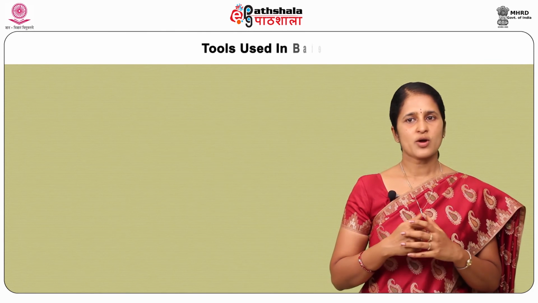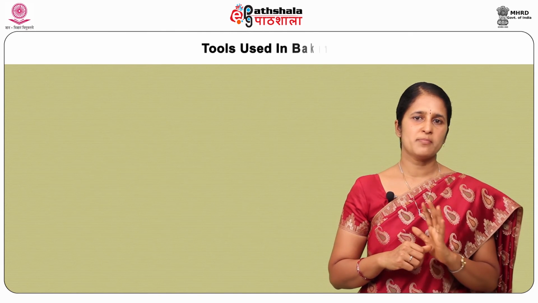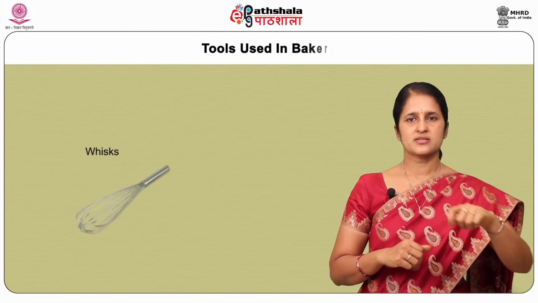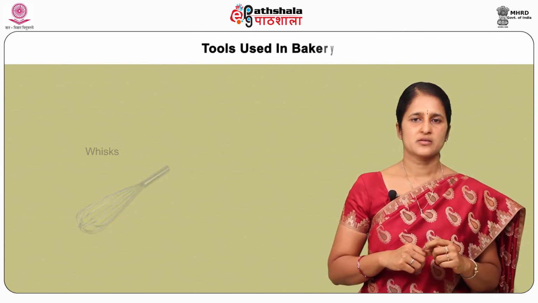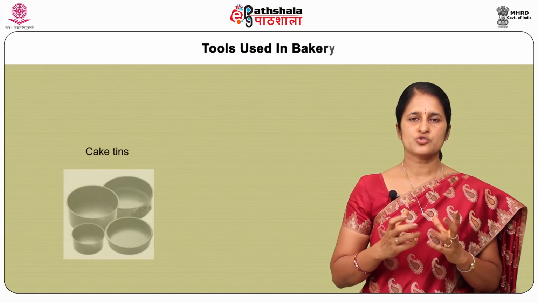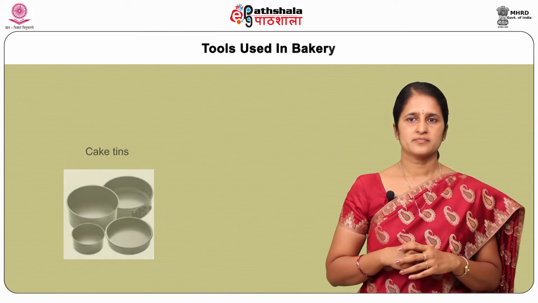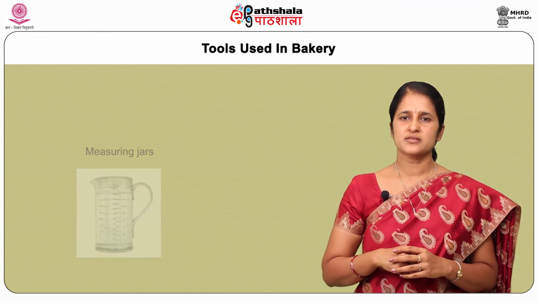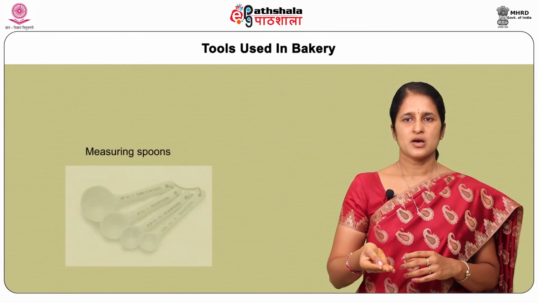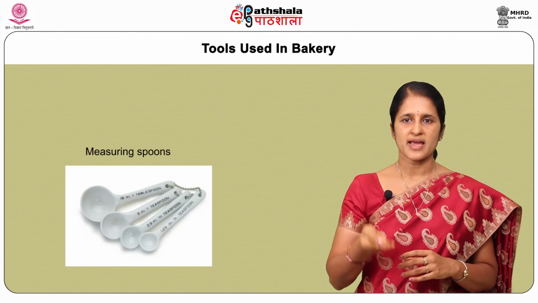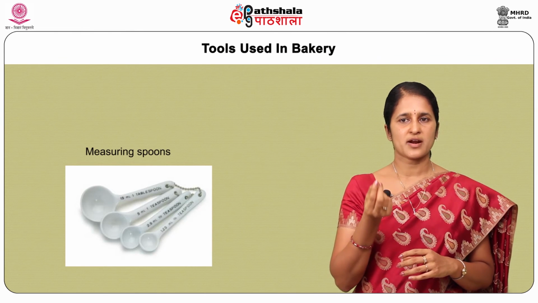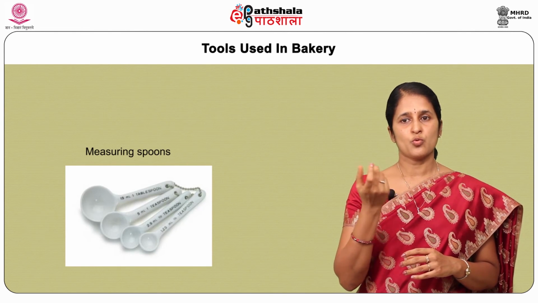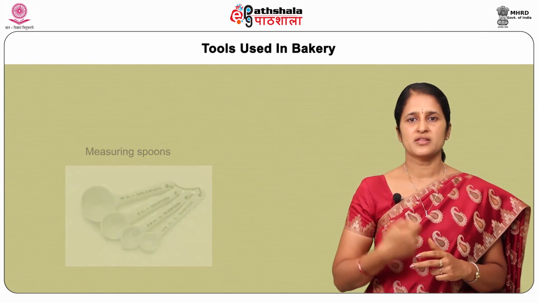Now, let us look at some of the tools that are used in bakery industry. Whisks. They are used to whisk the egg and other ingredients. Cake tins are used to bake different kind of cakes. Measuring jars are used to measure the liquid ingredients. Measuring spoons are used to measure the dry ingredients for small quantities, for example 5 to 10 grams, even 0.5 to 1 gram also can be measured in that.